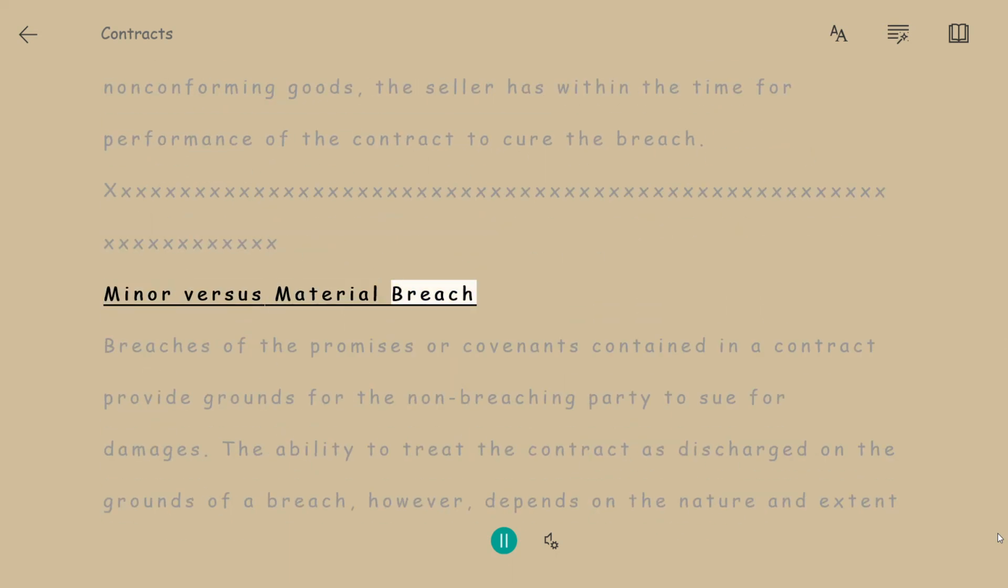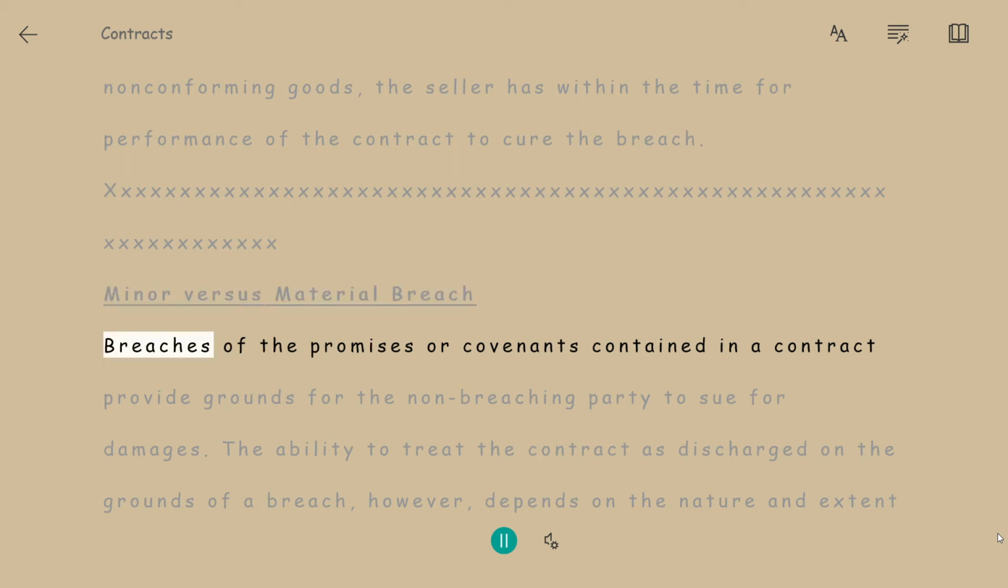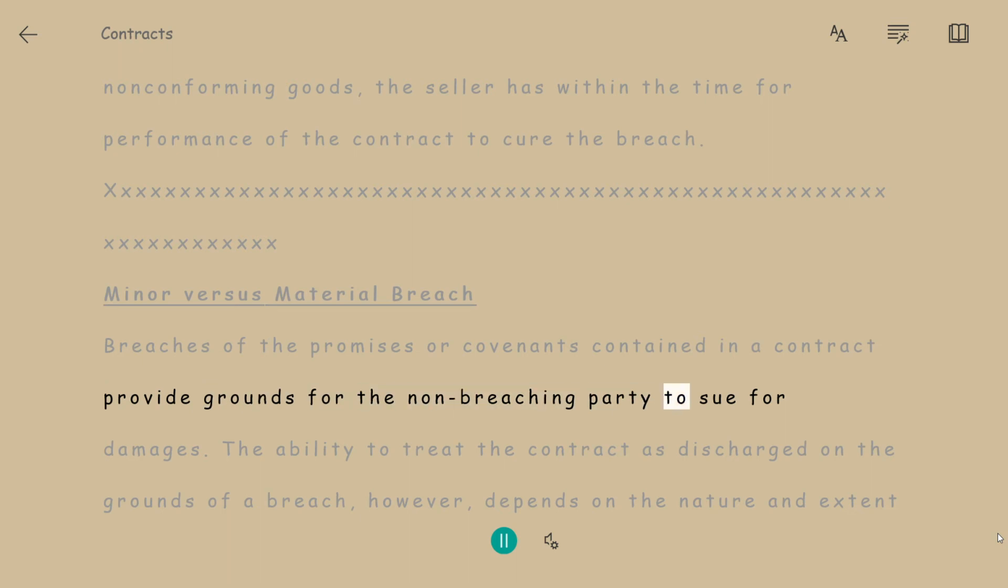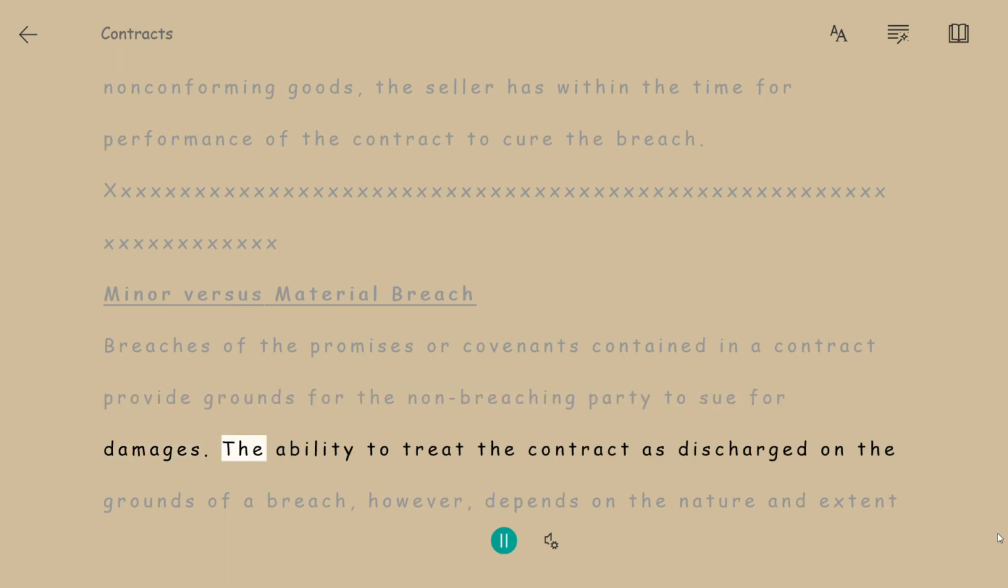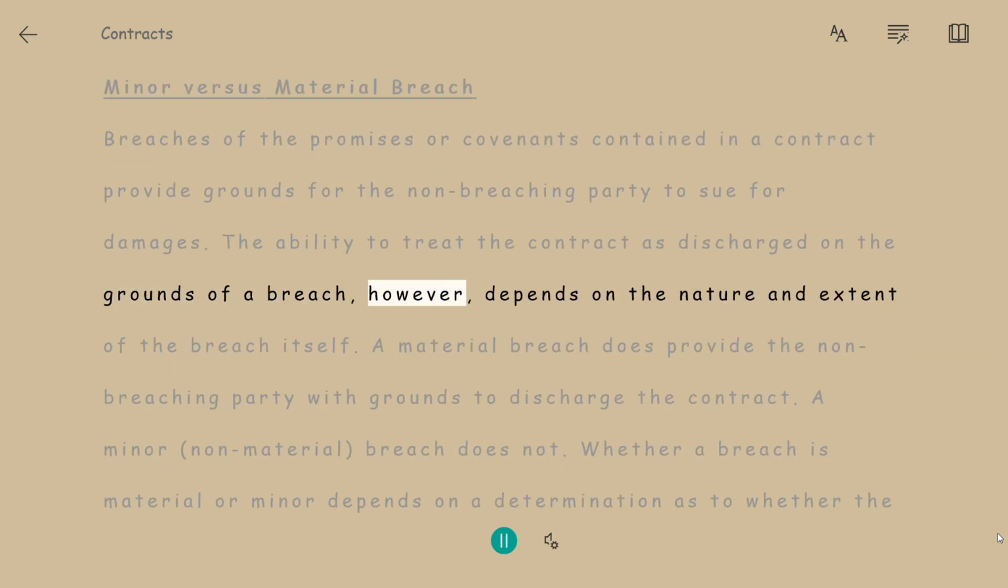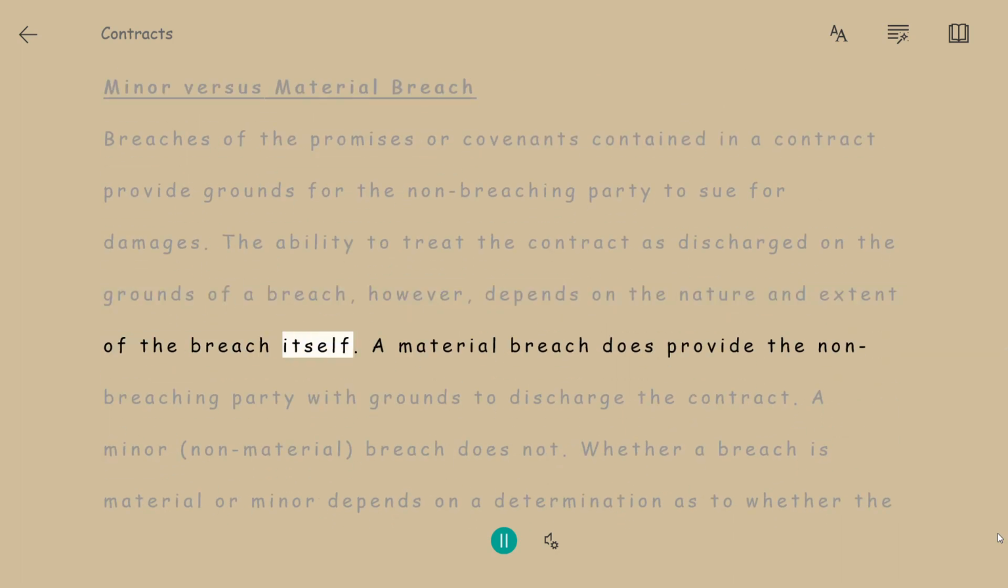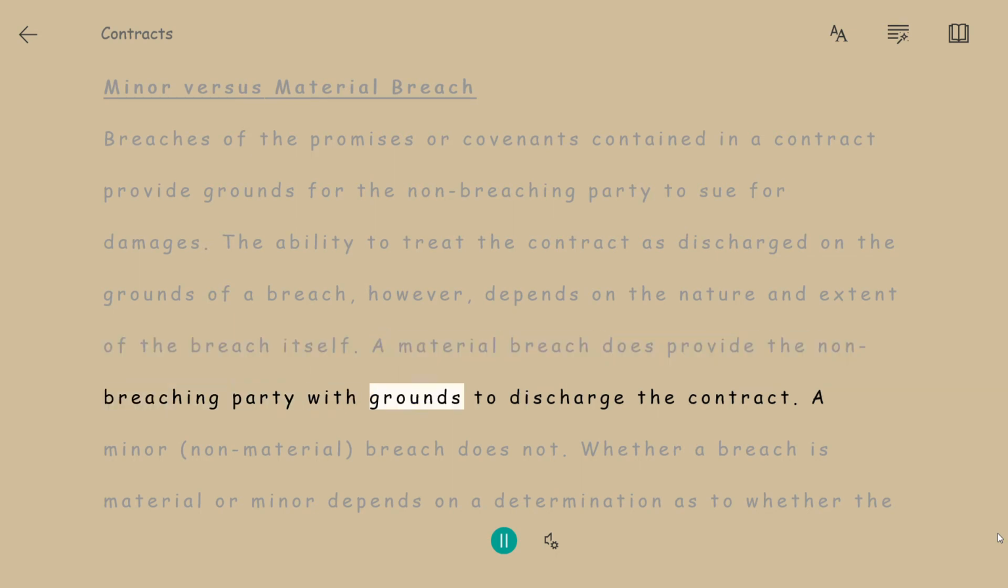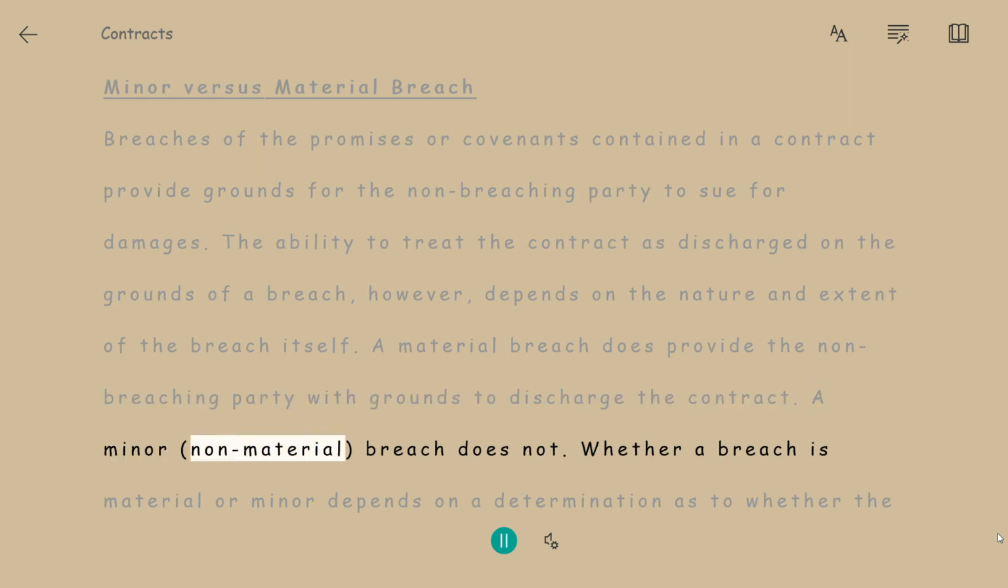Minor versus material breach. Breaches of the promises or covenants contained in a contract provide grounds for the non-breaching party to sue for damages. The ability to treat the contract as discharged on the grounds of a breach, however, depends on the nature and extent of the breach itself. A material breach does provide the non-breaching party with grounds to discharge the contract. A minor, non-material, breach does not.